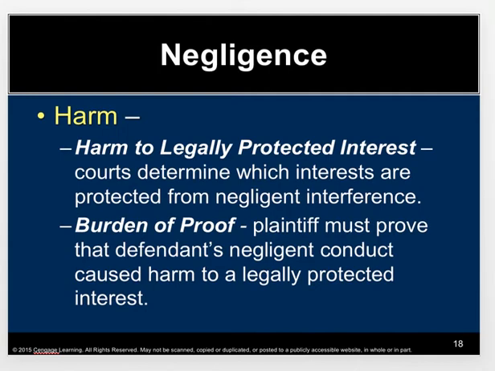So when we talk about harm, which is another element, it has to be harm to a legally protected interest. Courts determine which interests are protected from negligent interference. So for example, bodily injury would always be a harm. Injury to personal property, that would always be a harm. Those are the types of things that we're talking about. And the burden of proof, the plaintiff must prove that defendant's negligent conduct caused the harm to that legally protected interest. So the plaintiff always has the burden of proof.